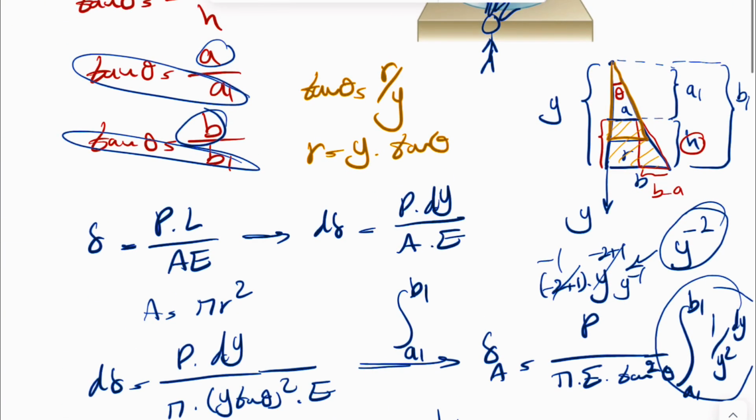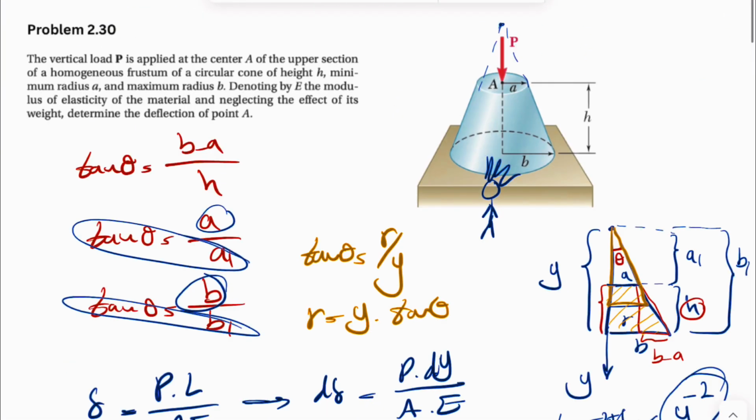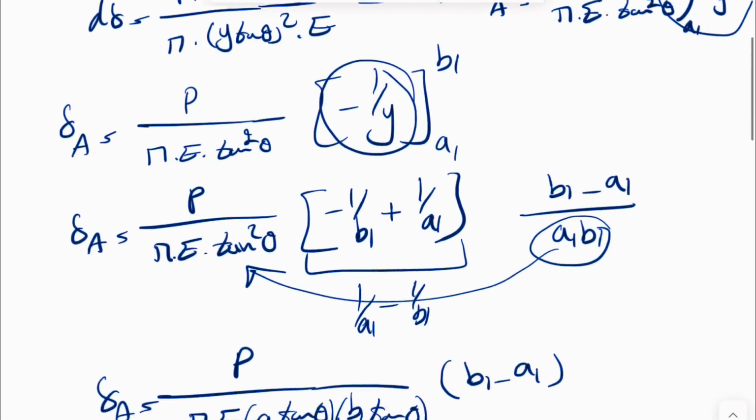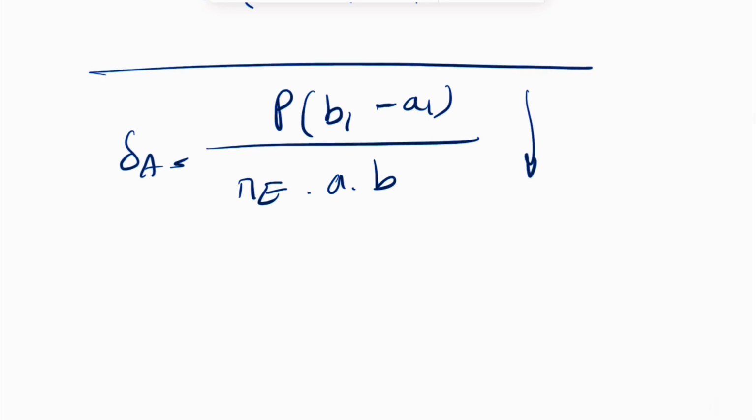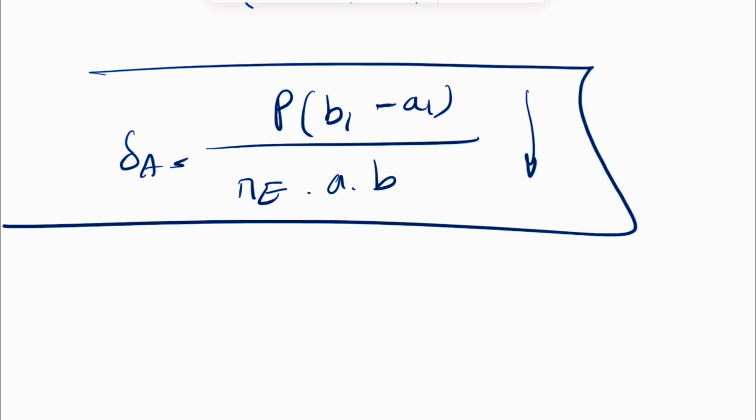And obviously the force P is going to compress our partial cone, so the deflection would be actually downward, and this would be the direction for our deflection, and the final answer for this question.